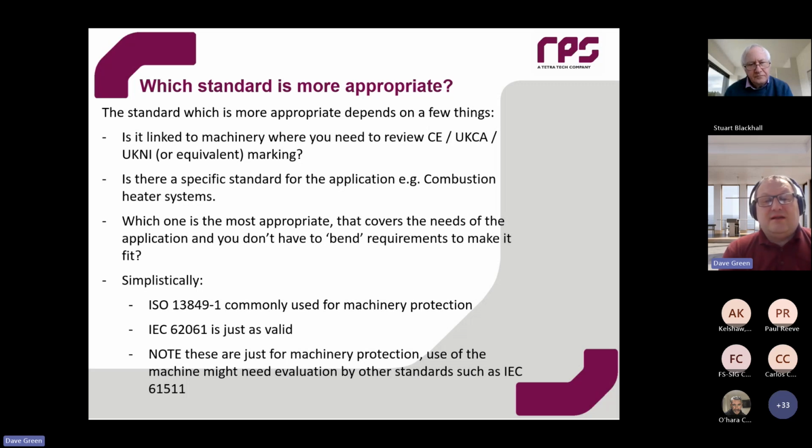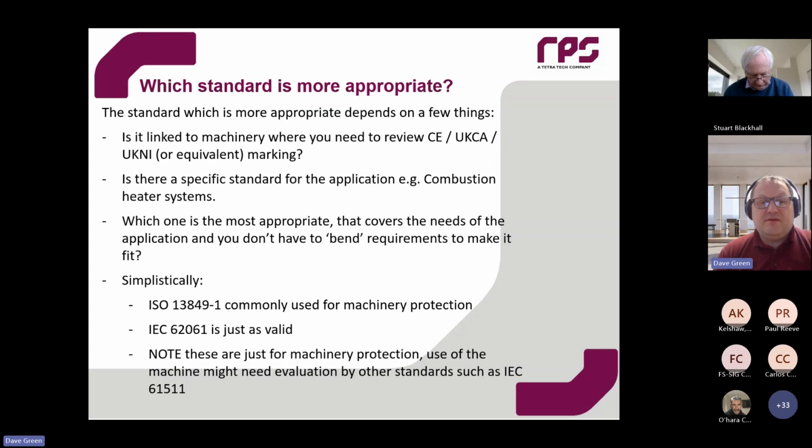Use of the machine might need evaluation to other standards such as IEC 61511. So if we take a compressor, for example, the manufacturer might suggest that there are protections for the machine. So things like speed control, overspeed protection, that if the machine goes too fast, the compressor can fall to bits and bits fly everywhere and cause harm to people. Well, you might also have to evaluate the use of that compressor for blocked outlet or high suction pressure from a process perspective that could cause hazards.